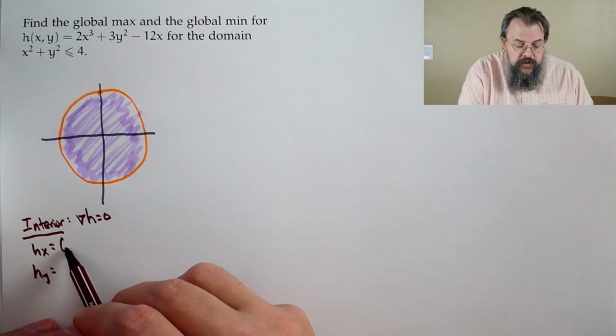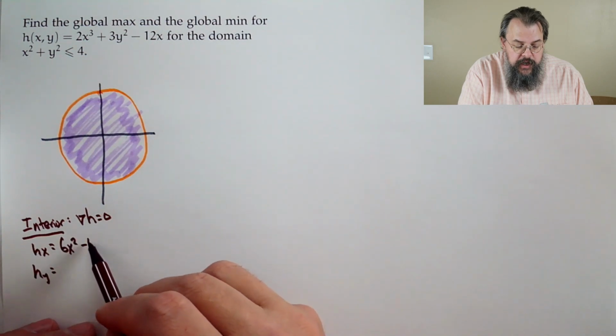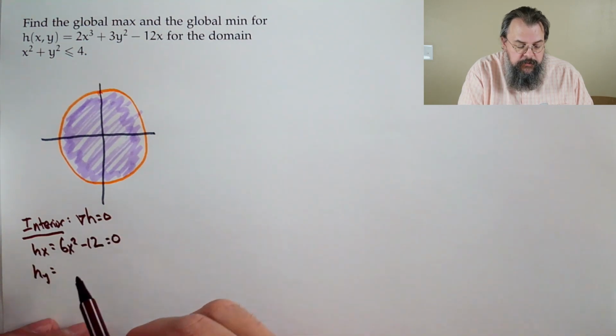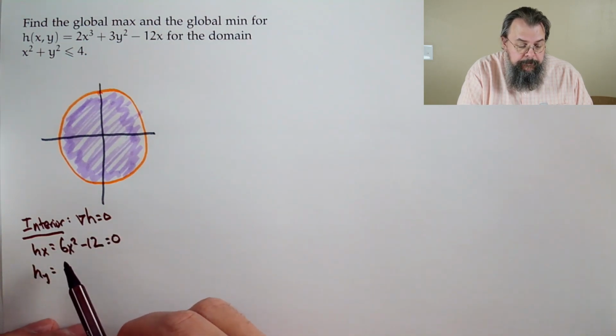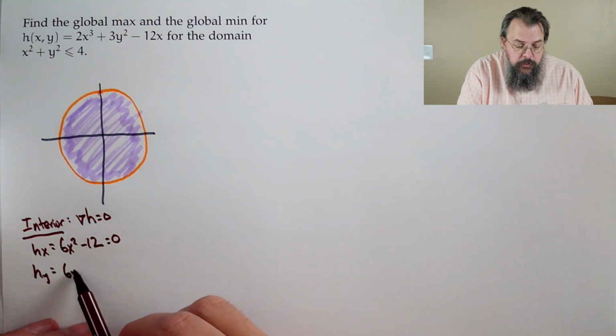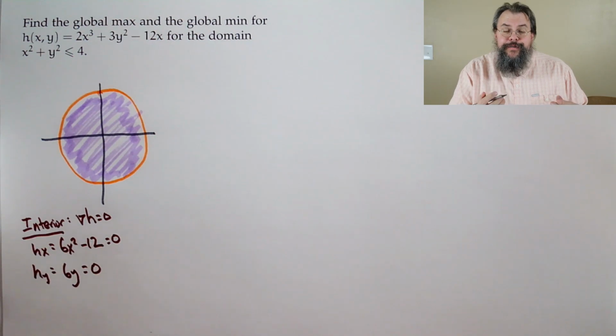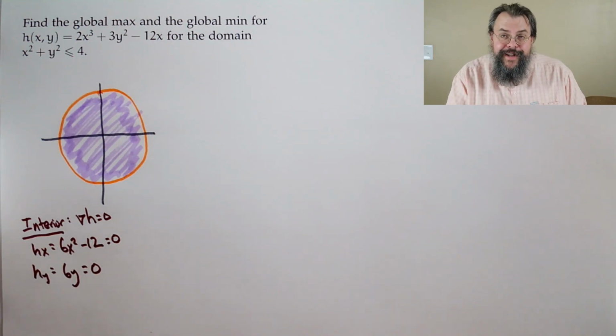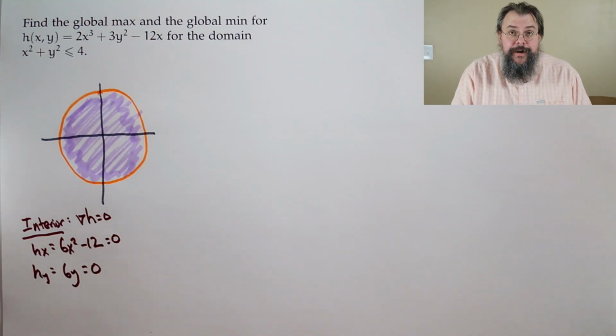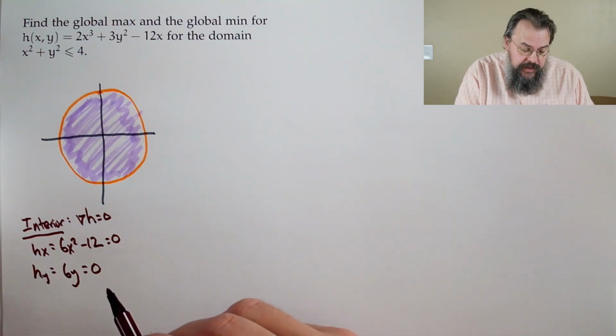H sub x, 6x squared minus 12. Set that equal to 0. H sub y, 6y. Set that equal to 0. Well, actually, 6y equals 0. Okay, that tells us that y equals 0. All right, no problem.